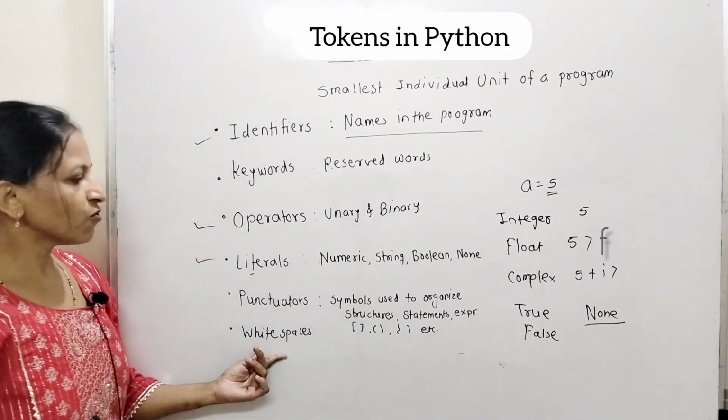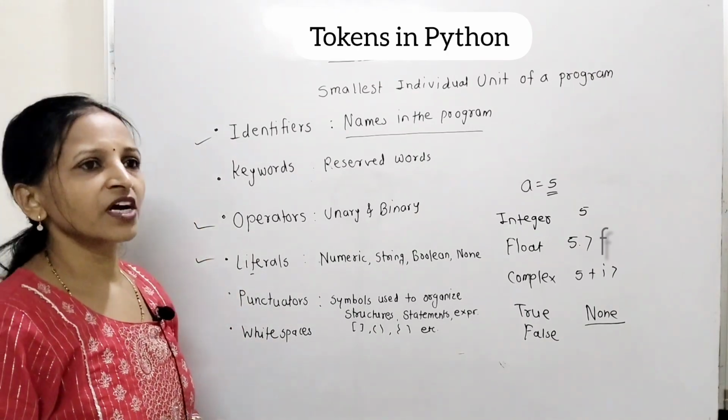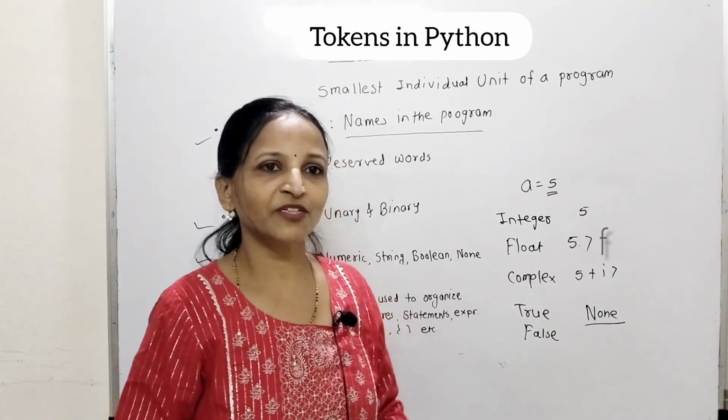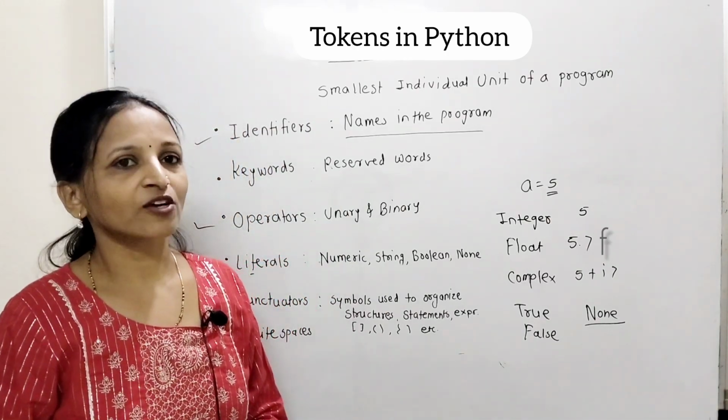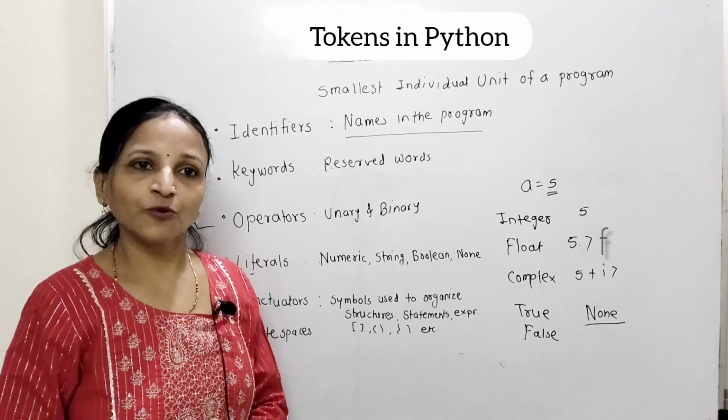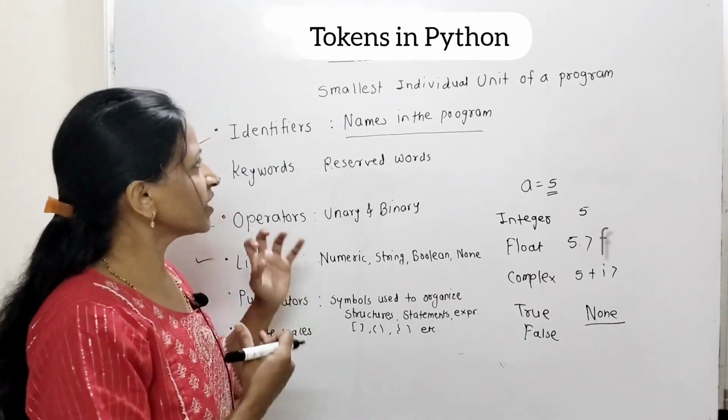The next one is white space. White space means we just write spaces in between statements, and that is nothing but white space. It is again a part of your Python program. That's why you can also write it inside tokens.